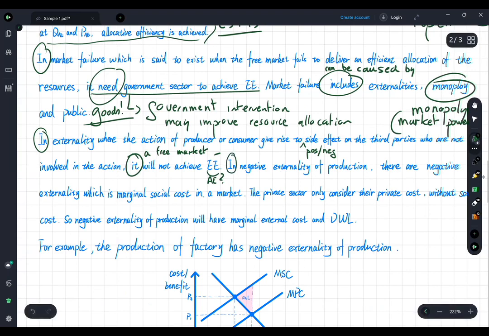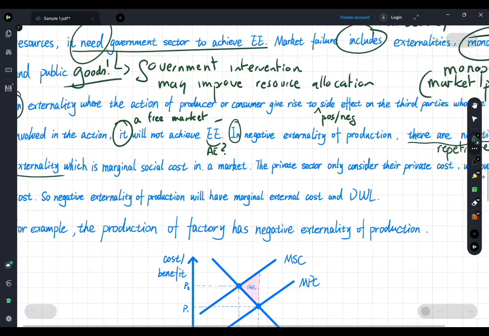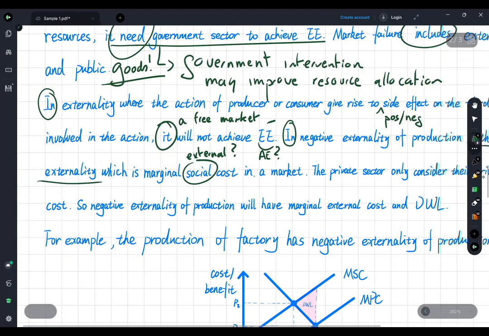Okay, I really don't understand why the student always starts the sentences by "in". That's a bit weird. In the case of negative externalities, for example. So what do we have? In negative externality of production, there are negative externalities, okay, it's a bit repetitive here, which is marginal social cost. So repetitive. Marginal social cost in a market. I don't understand the meaning of that sentence. You see, there are negative externalities, which is marginal social cost. No, is this external cost perhaps? I think the student means the external cost, not the social cost, because there is always a social cost, even if there is no externality.